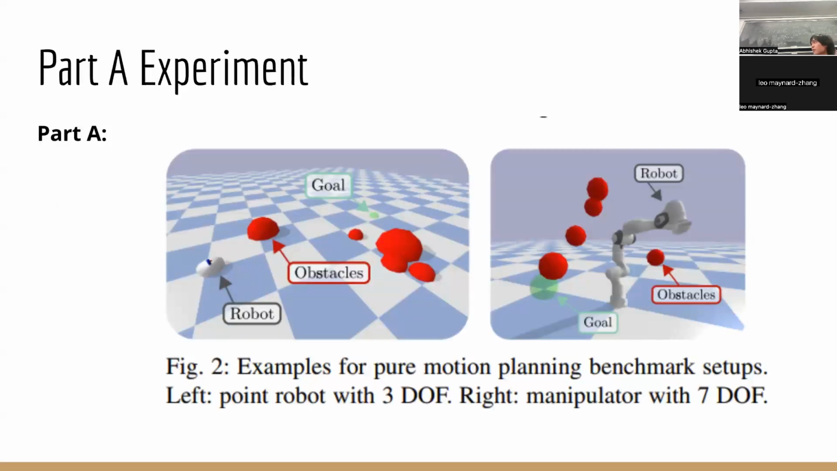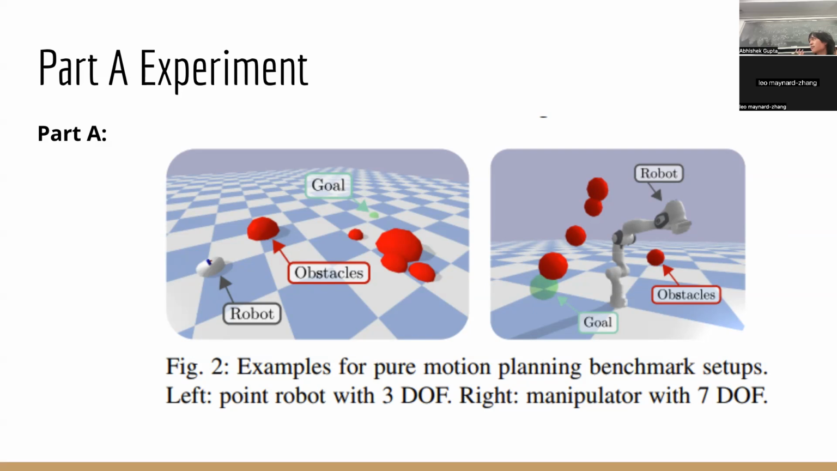Cool. So part A, this again is the motion planning and collision avoidance. How they tested their method was that they had 2 different types of robots. On the left, you have a robot that can move in 3 dimensions on the ground. And then on the right, you have a robotic arm. The left has 3 degrees of freedom and the right robot has 7 degrees of freedom. And so they're basically going to test how well the robots using their method get into that green goal location.